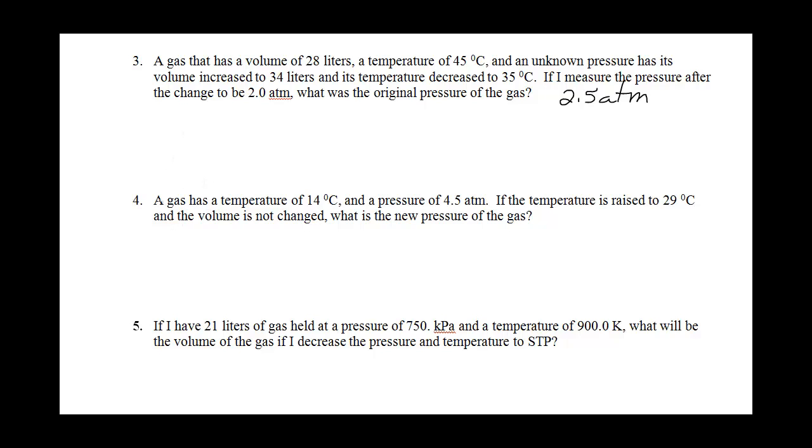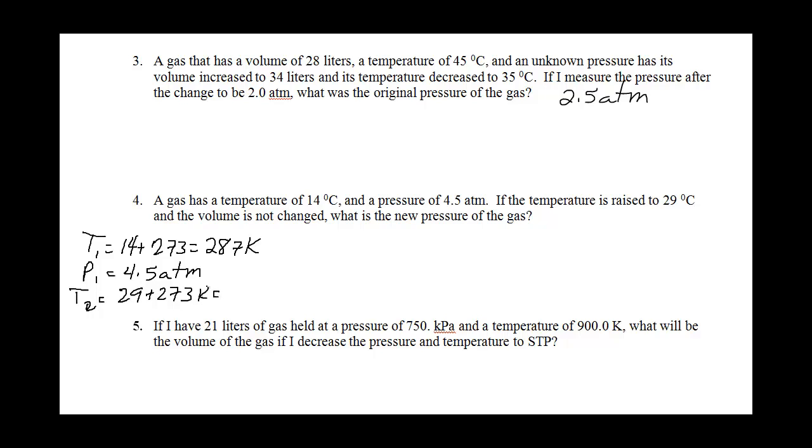Okay, let's look at number 4 because this one's just a little bit different. If I'm going through it, a gas has a temperature of 14 degrees. Okay, so that's a temperature. First thing I do, change it. I just do that automatically because it's really easy when you start plugging in to have forgotten this. So when I write it down, if it's not in Kelvin, I automatically change it. What else do I know? I have a pressure of 4.5 atmospheres. I'm going to change my new temperature of 29 degrees. Again, I add 273, and this is going to be 302 Kelvin.